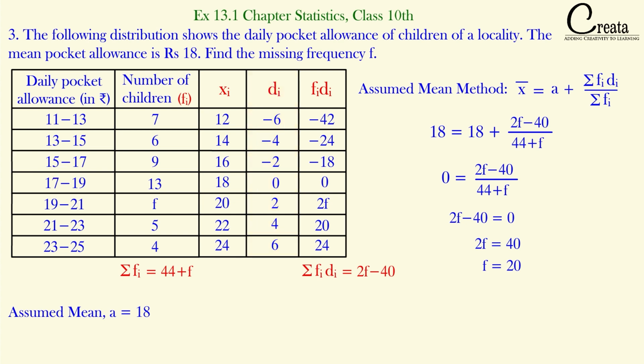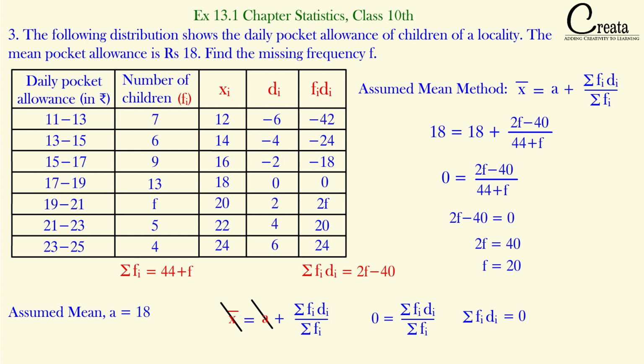Further, while solving the question, I told you the assumed mean and our mean both are equal to 18. That is, x bar is equal to 18 and a is equal to 18. Using this, we can simplify the question. Let's see what I mean. If we take the formula of assumed mean, that is x bar is equal to a plus sigma of fi into di upon sigma of fi, here x bar and a are equal to each other, so these two terms will cancel out. Got it? We get sigma of fi into di upon sigma of fi is equal to 0, which means sigma of fi into di is equal to 0.